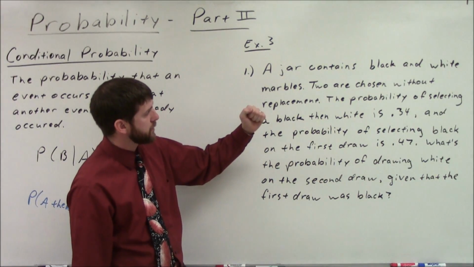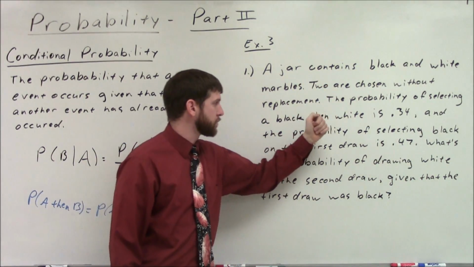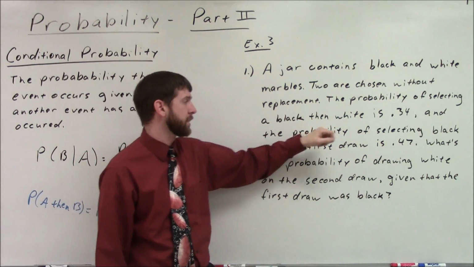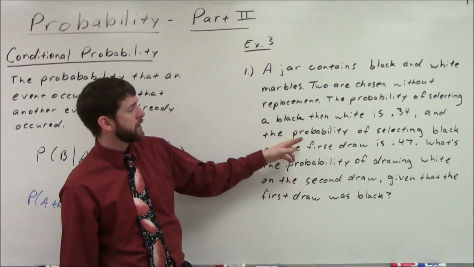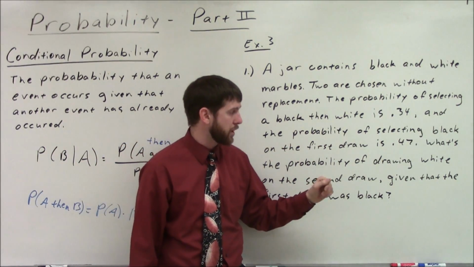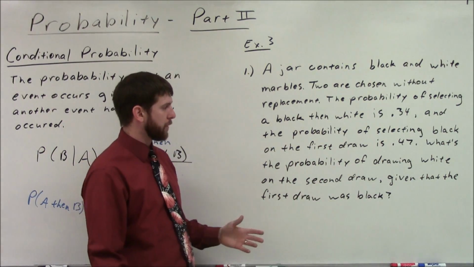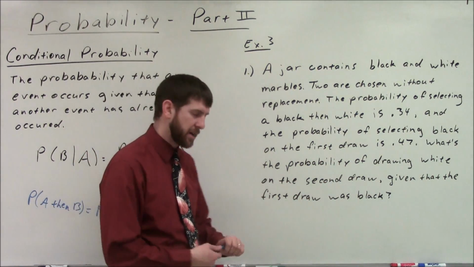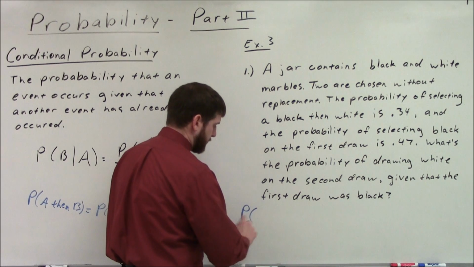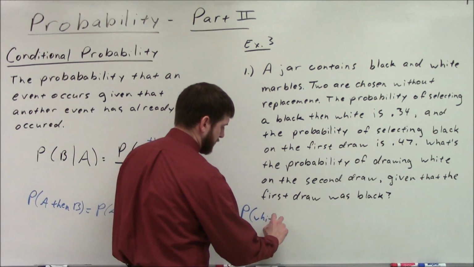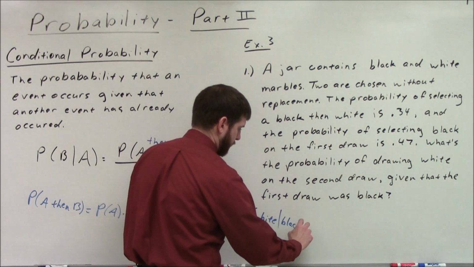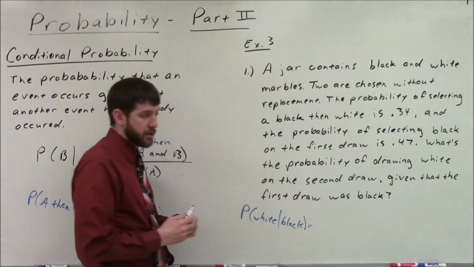A jar contains black and white marbles. 2 are chosen without replacement. The probability of selecting a black then a white is 0.34. The probability of selecting black on the first draw is 0.47. What's the probability of drawing a white on the second draw given that the first draw was black? So what are we asking? Probability of getting a white given that the first was black. Well, that sounds like a conditional probability.